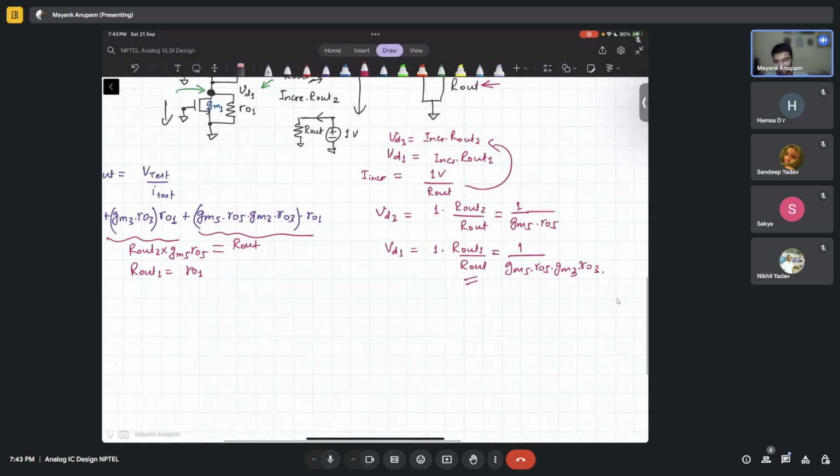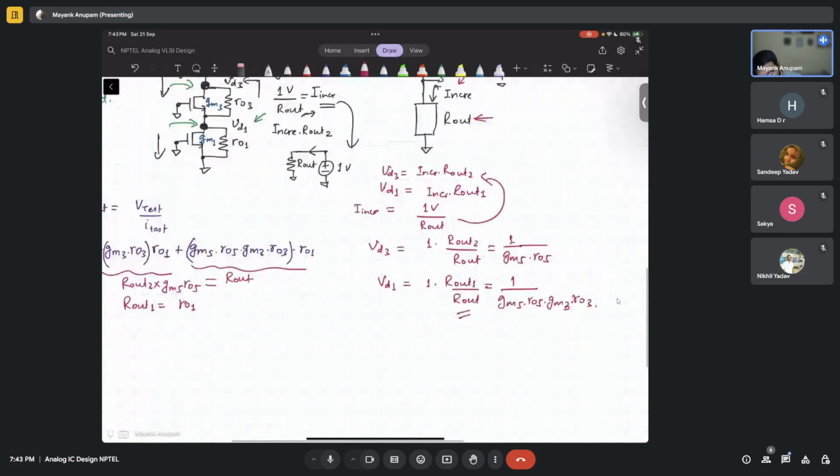So you can clearly see that it keeps on reducing, right? VD1 is very small because this factor is very large. 1 over something large is very small. This guy here is very large compared to this guy, right?